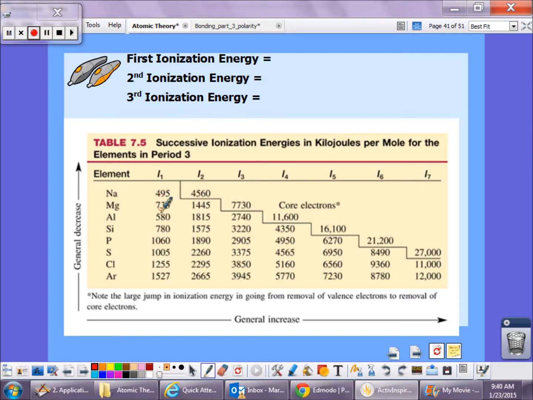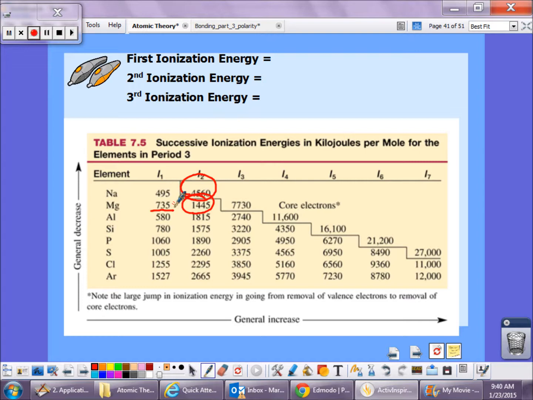Look at magnesium. Magnesium is higher because as you move from left to right, ionization energy increases. But look at the second ionization energy for both. Look at the second ionization for sodium. Look at the second ionization energy for magnesium. Key question: why is it that the second ionization energy of sodium is much, much higher than the second ionization energy of magnesium? This is what you use.